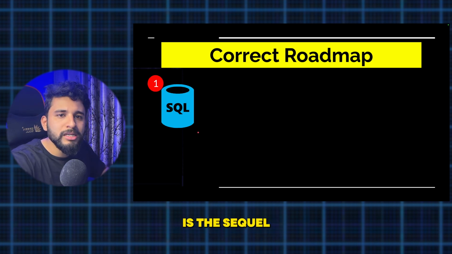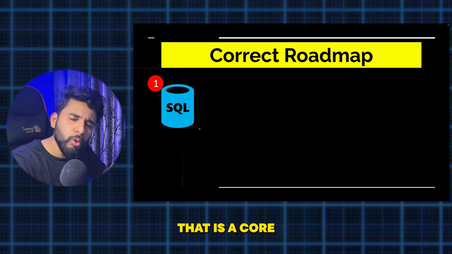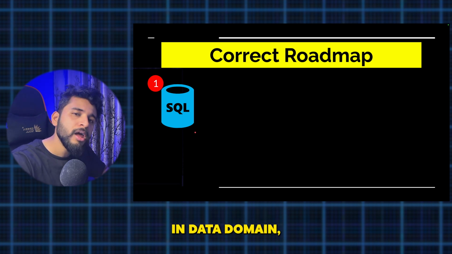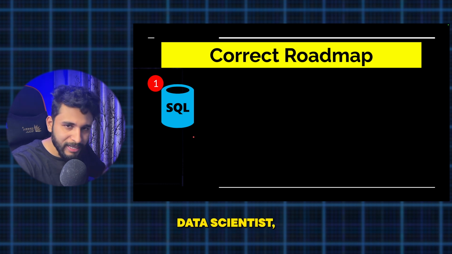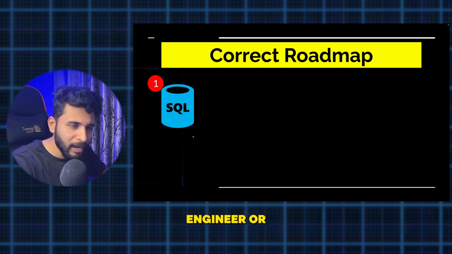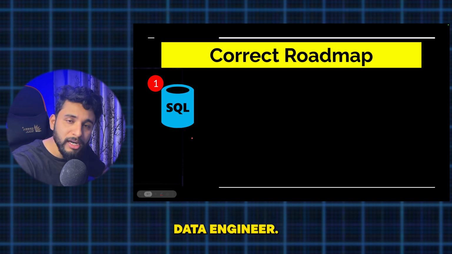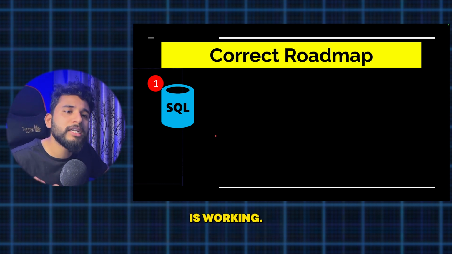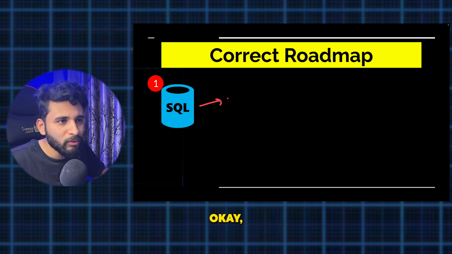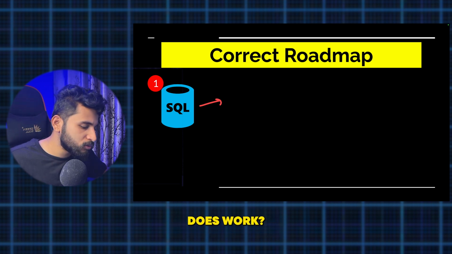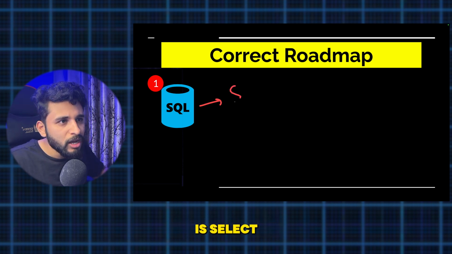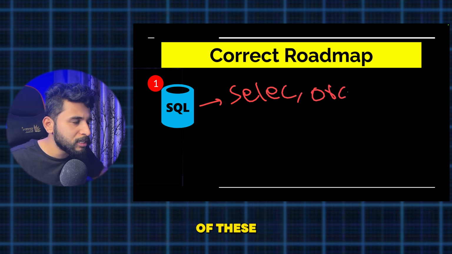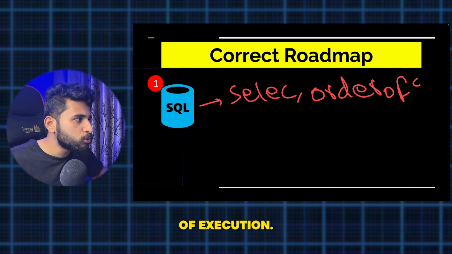Okay, so first is SQL. The first technology is a core technology. If you talk about any sort of role in the data domain, be it data analyst, data scientist, machine learning engineer, AI engineer, or data engineer, you should be aware of how exactly SQL works. What is SQL? How does SQL work? Then what is select? How exactly does it work? What is the order of execution of these particular functions? Order of execution you need to know.